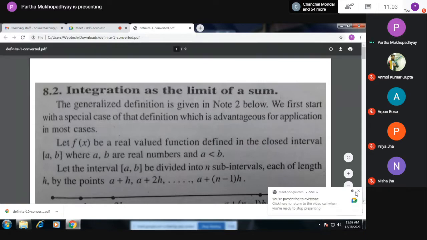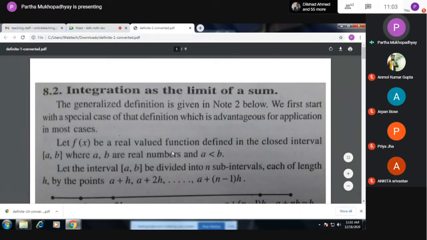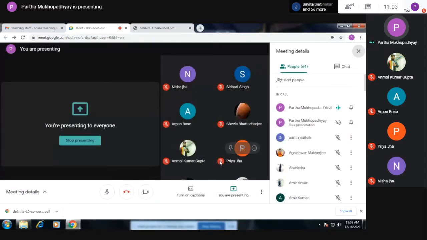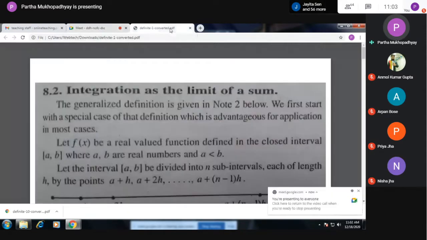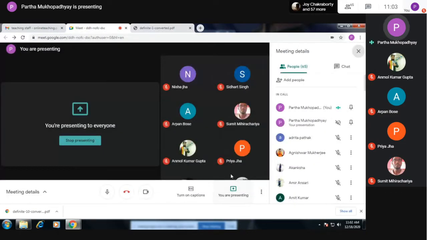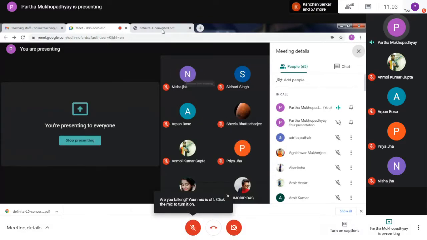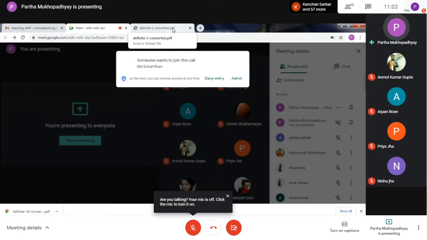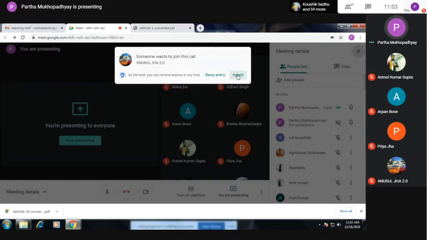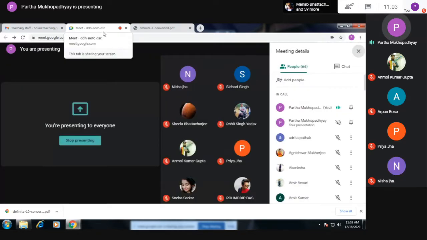Whenever it is a definite integral, x will have some range of values in the integration, so ultimately the result will be some number. And in the indefinite integral, the result is what? It is a function. Integration of sin x is minus cos x. Integration of cos x is sin x, because differentiation of sin x is cos x. Differentiation of cos x is minus sin x. So the result of an indefinite integral is a function.